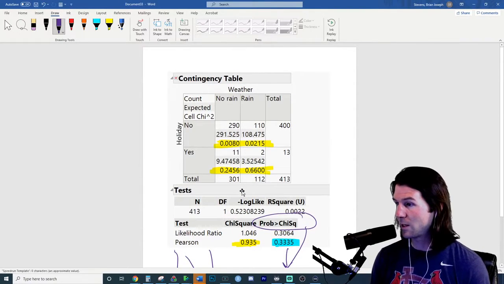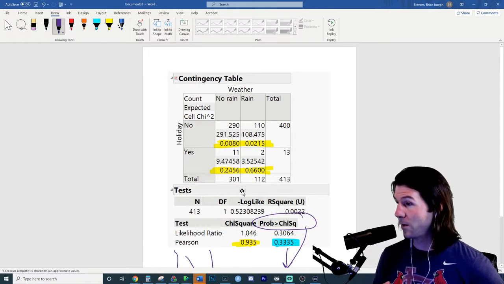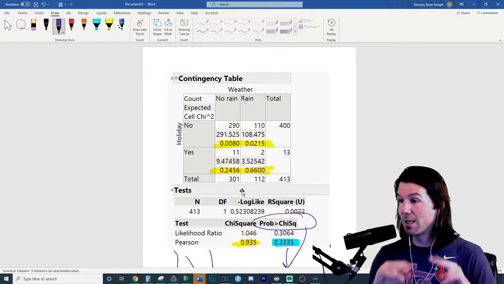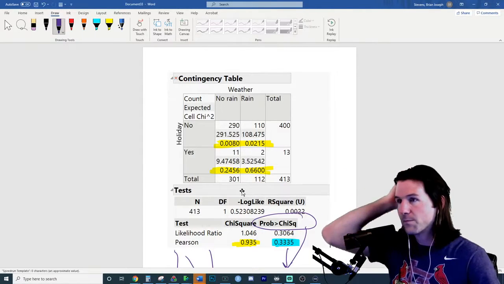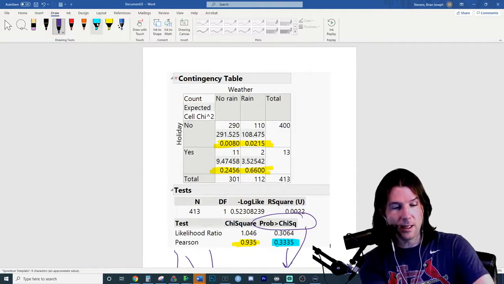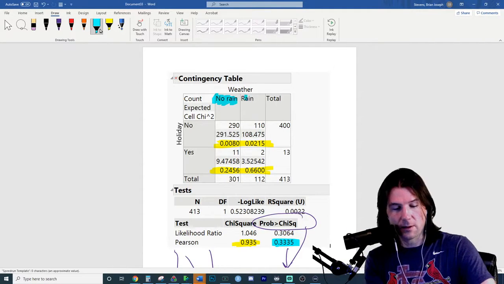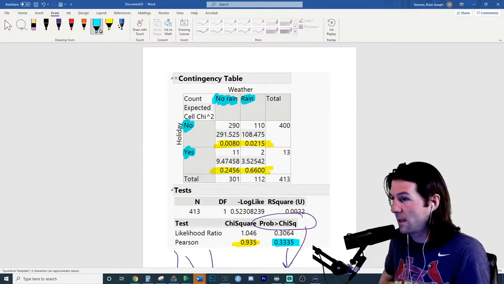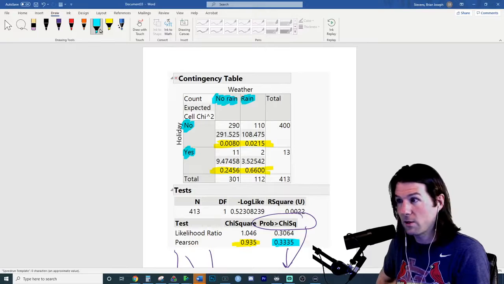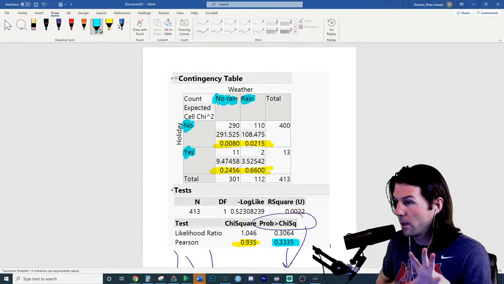I love doing this. This is one of my favorite things to practice with people, the degrees of freedom for the chi-squared. When we talk about the degrees of freedom, you'd say, Brian, this is a what by what? You only want to look at how many groups there are right here. Don't look at the totals, because that's not a group. There's this many groups for this, and there's this many groups for this.